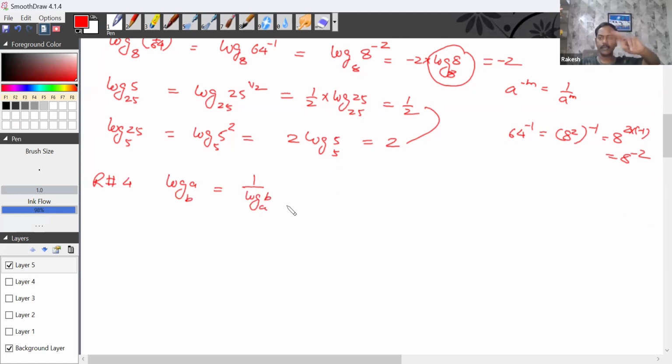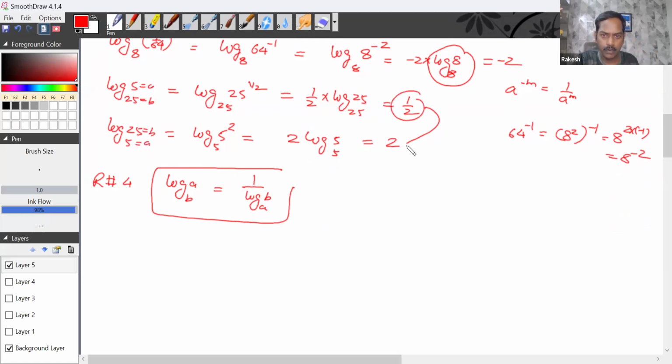If I want to interchange, I have to interchange using this method. Why so? Because if this is a and this is b, here this is b and here it is a. This value is 1 by 2 and this value is 2. So this is the reciprocal of this, or this is the reciprocal of this. Good enough, right? So this is my rule number 4. Let's do some practice.